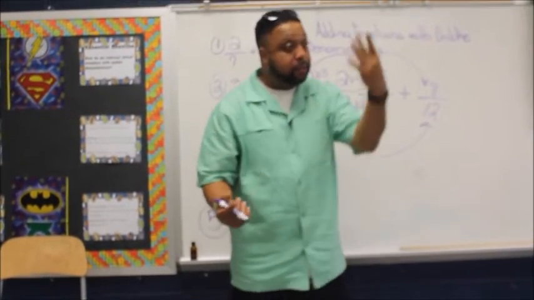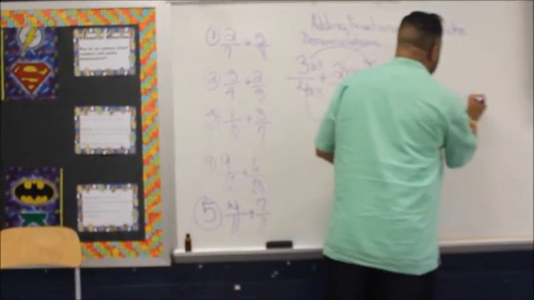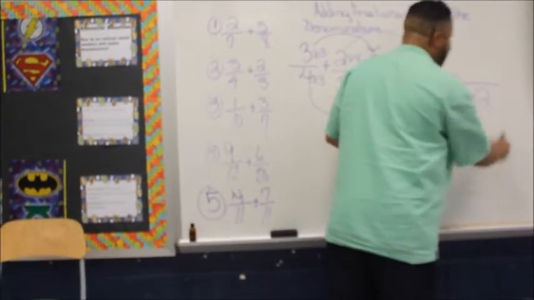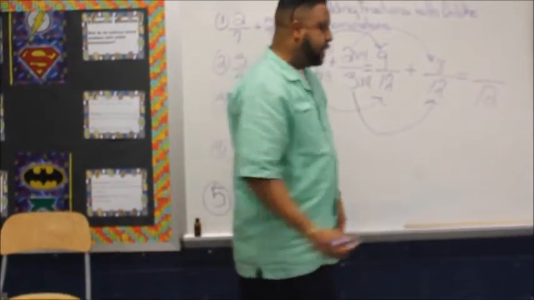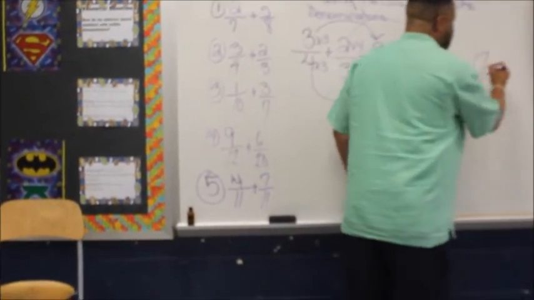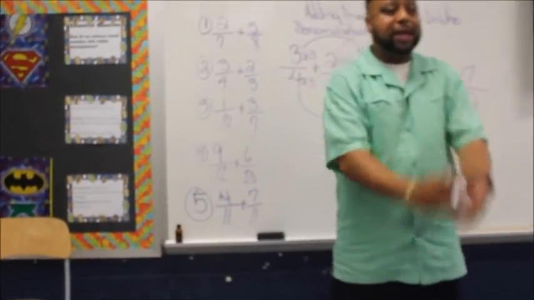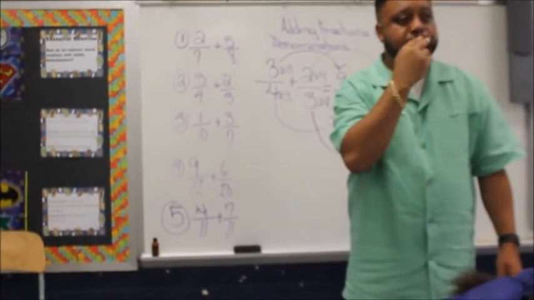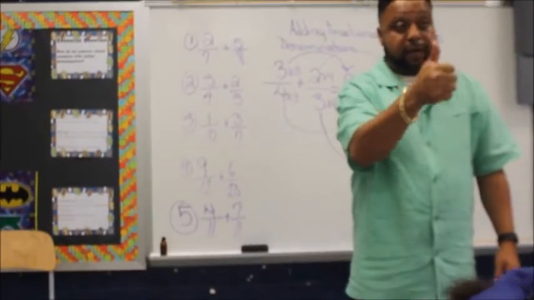Now the only thing left is to add it up. Equal sign, 12, and 9 plus 8 is 17. Very good. Everybody clap one. Clap one again. Kiss your brain. Good job.